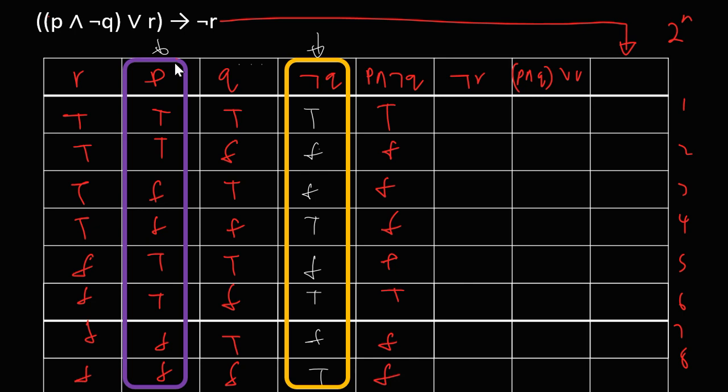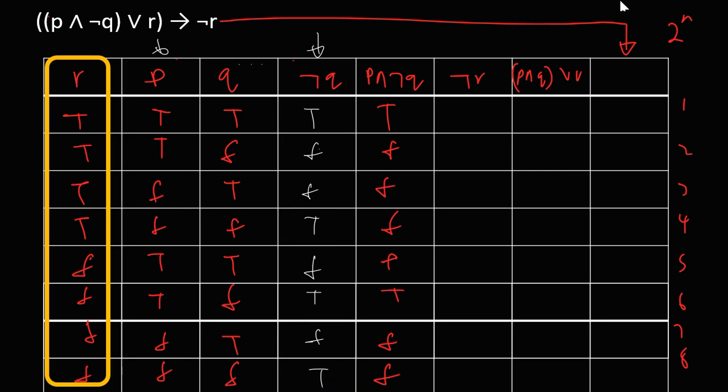I take this. Not R is, did I do not R? Oh, I have to do not R. So on the not R, you just take R and negate it, right? So R we have true, so it's going to be false, false, false, false, and then we're going to have true, true, true, true.